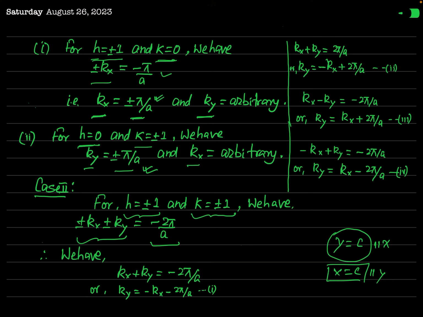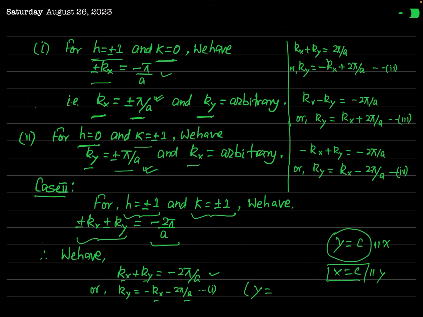You can see, if you consider both positive signs in the LHS, what will be our equation? Taking only the positive sign in the LHS, our result will be kappa x plus kappa y equal to minus 2 pi by a. Okay? And so you can write kappa y equal to minus kappa x minus 2 pi by a.